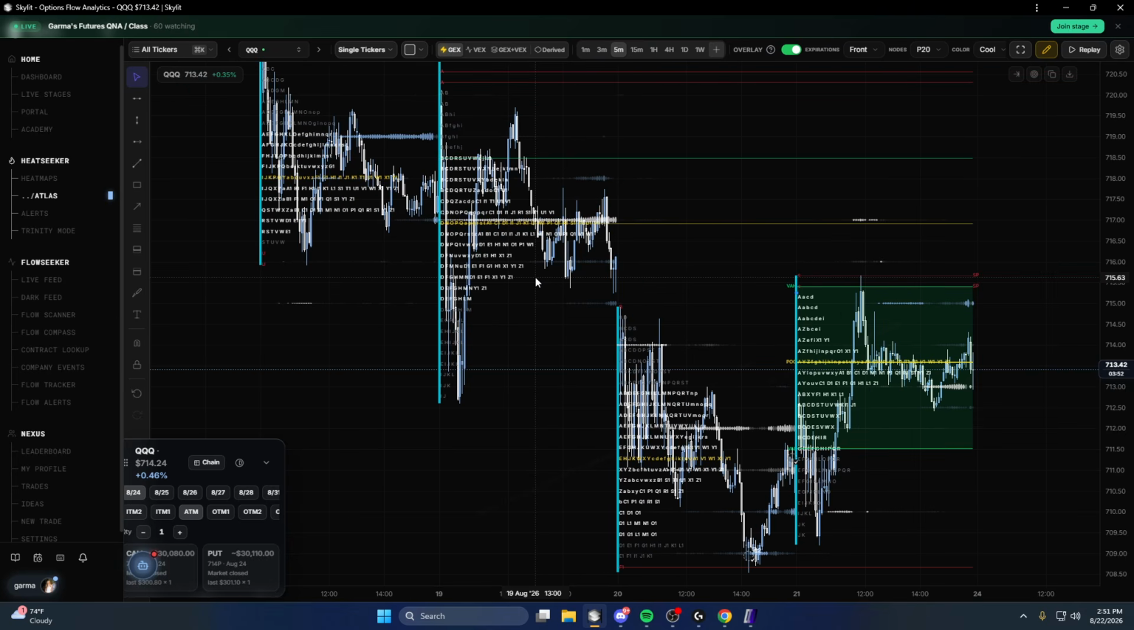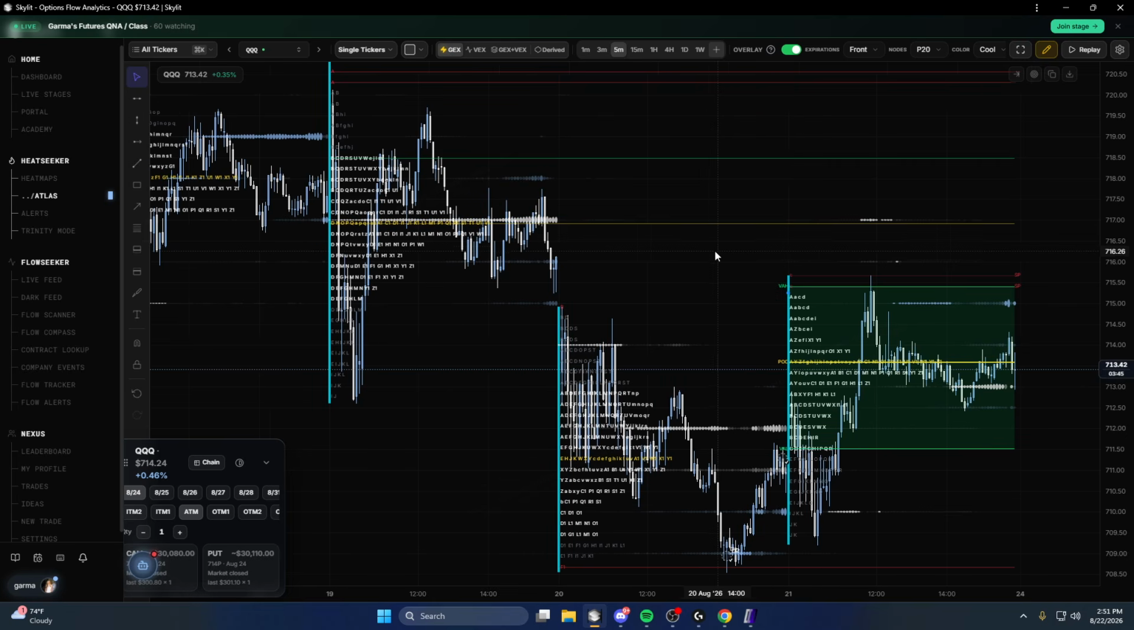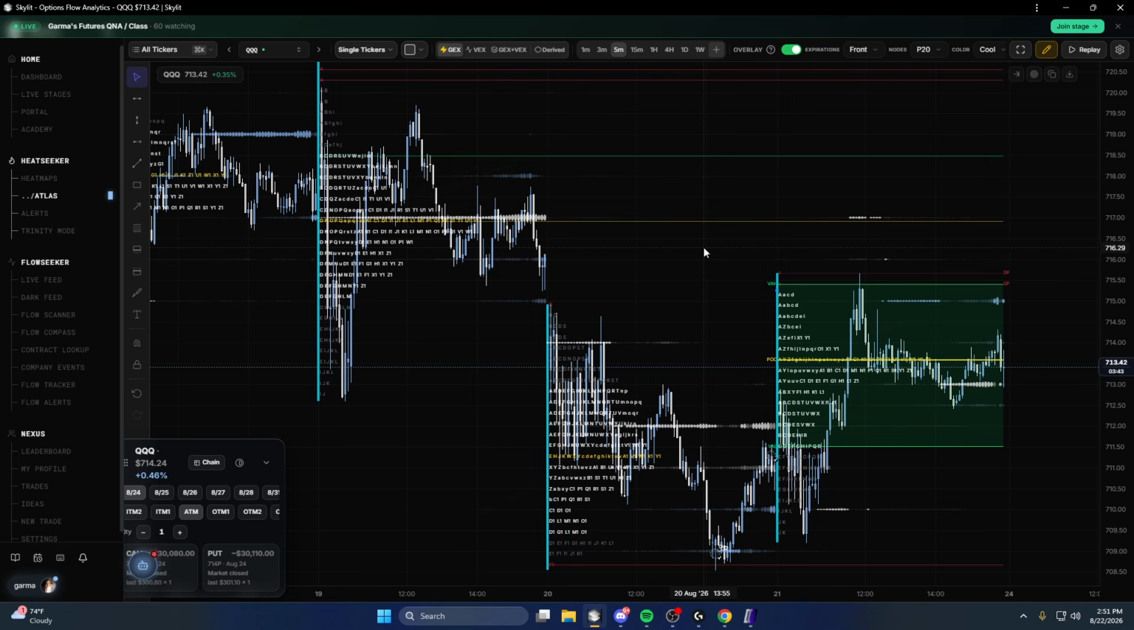Would you say volume profile has less significance than VWAP? Yeah, you get more information off of the volume profile. VWAP is kind of a decision area.